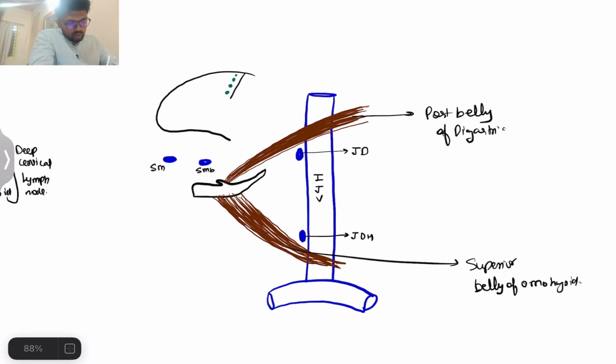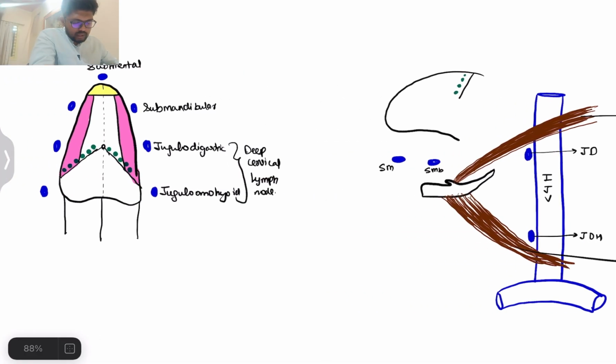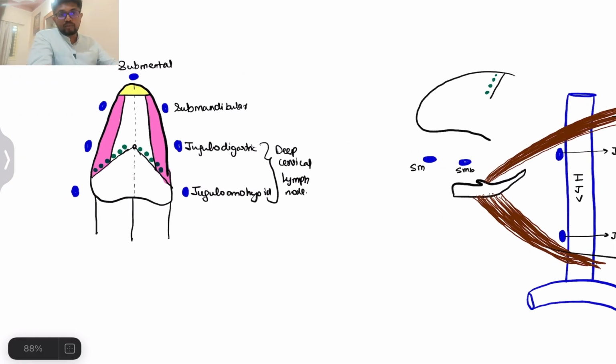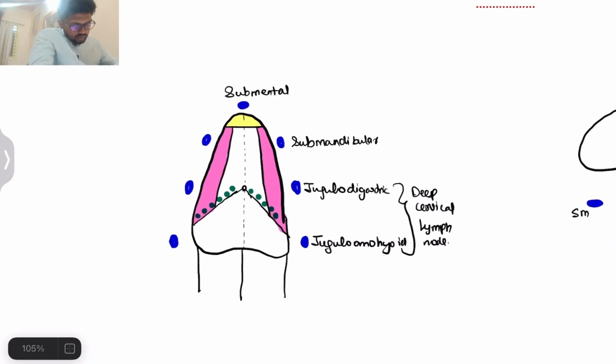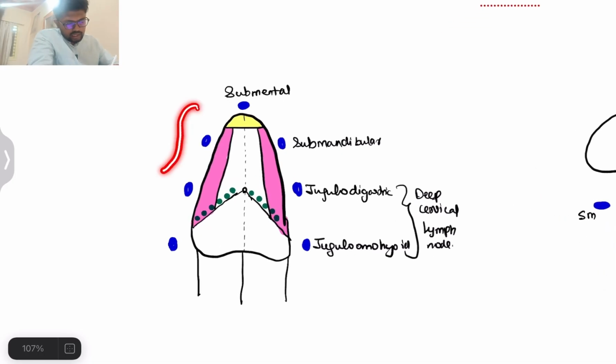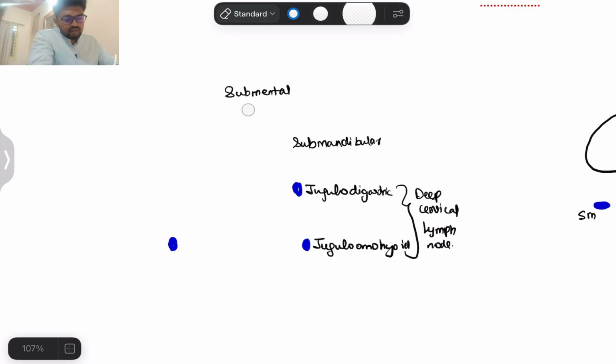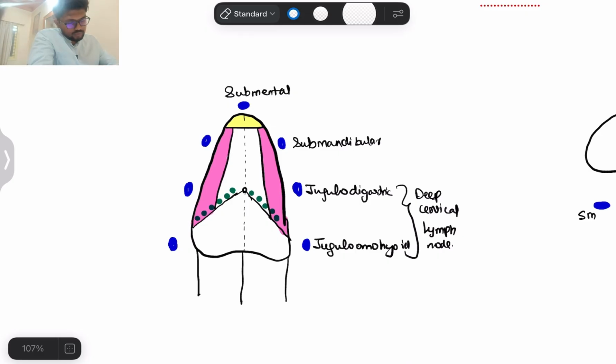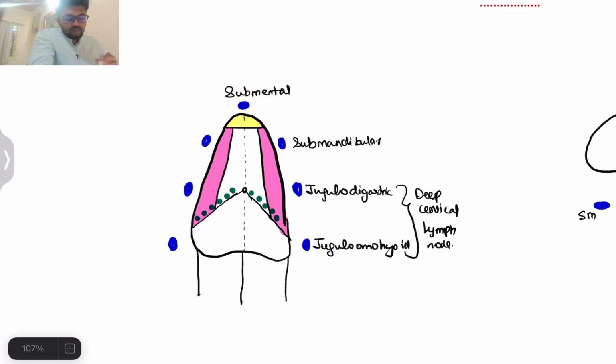And one more below, this is the submental group of lymph nodes, and this is the submandibular group of lymph nodes. Now we'll see the dorsum of the tongue. As we know, this is the anterior two-third part, this is the posterior one-third part, and this is the posterior most part. Along the anterior two-third part, this group is the submental group and this is the submandibular group. I have drawn the schematic version of the jugulo-digastric and jugulo-omohyoid groups of deep cervical lymph nodes.